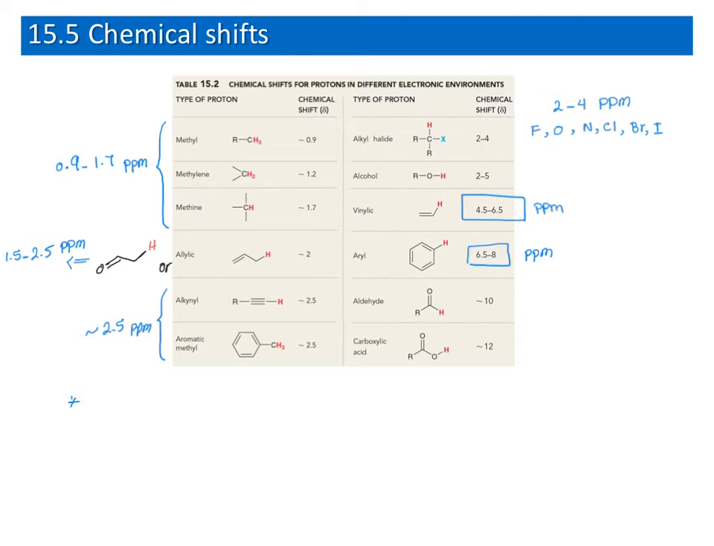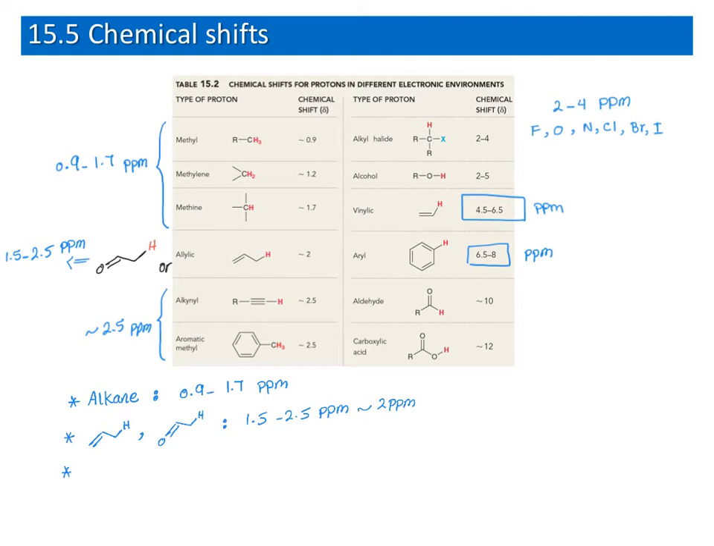So we have alkane, so protons connected to sp3 hybridized carbon, we expect to see them between 0.9 to 1.7 ppm. Then we have these types of protons. We expect to see them somewhere between 1.5 to 2.5 ppm, almost close to 2 ppm.